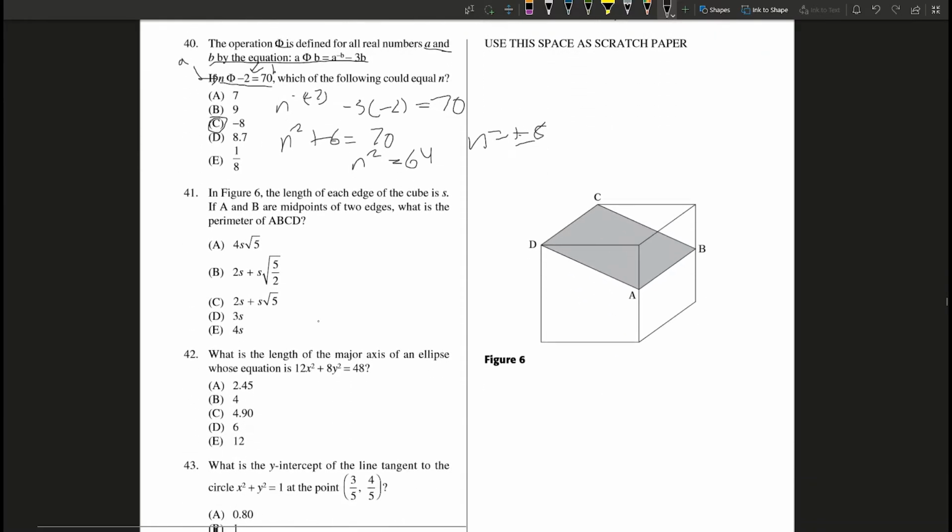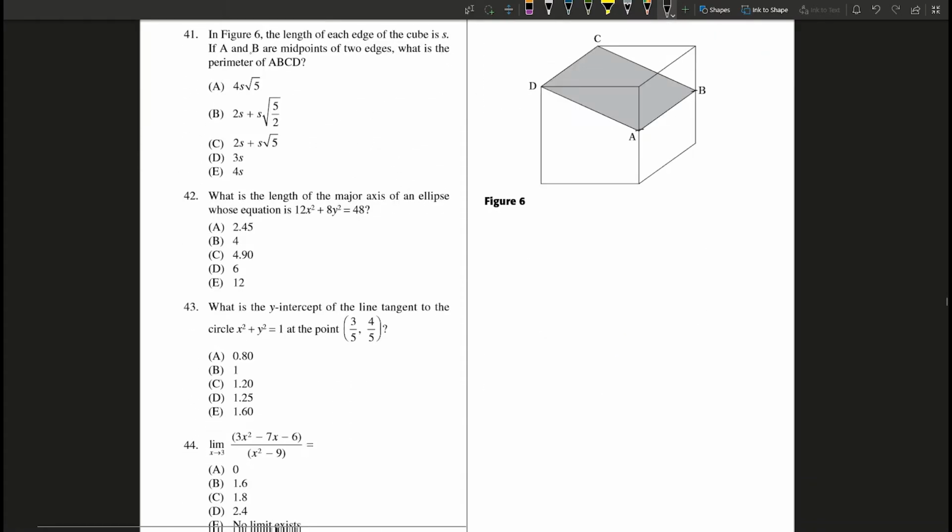So that's our answer. So this question asks, in figure 3, the length of each edge of the cube is s. If A and B are midpoints of the two edges, what is the perimeter of ABCD? This question tells us that the length of each edge of the cube is s. So s, s, s, s. And so the side AD is the hypotenuse of a right triangle.